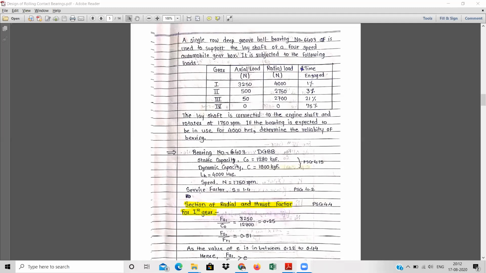For first gear, referring to page number 4.4, first of all we have calculated two ratios: FA1 divided by C0, which is 0.25, and the FA upon FR ratio, which is 0.81. I will just show you. First of all, if you don't have an idea how we can select the axial and radial factor, we will discuss.